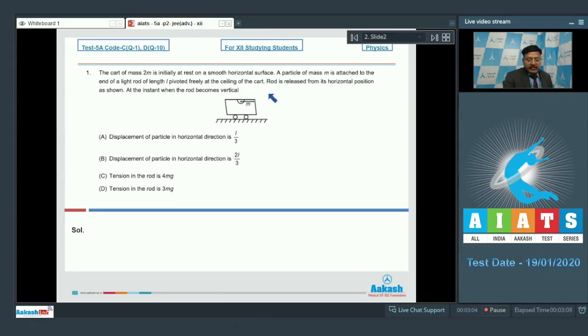Then what we have is m x1 plus 2m times x2 will be 0, because the horizontal displacement of center of mass is 0. Now this simplifies to x1 plus 2 x2 is 0, that's equation 1. And secondly, when the rod becomes vertical, the horizontal displacement of the particle with respect to the cart has become L, which means that x1 minus x2 is equal to L.